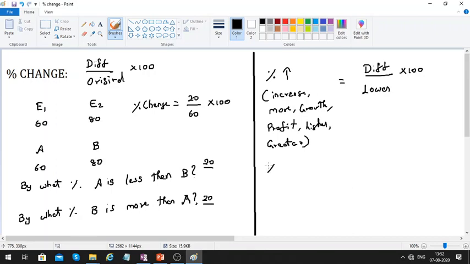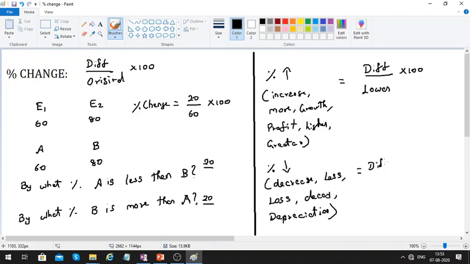Same way, percentage followed by any kind of negative word like percentage decrease, percentage less, percentage loss, percentage decay, percentage depreciation, any kind of negative words like this, you have to go for understanding the thing as if something is decreasing, it will decrease from an initial higher value to a lower value. So the initial value should be a higher value. So difference divided by higher value into 100.